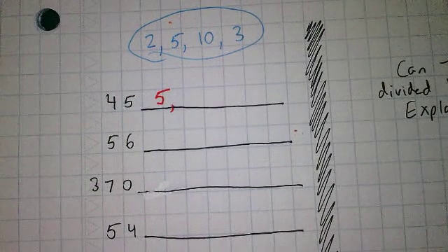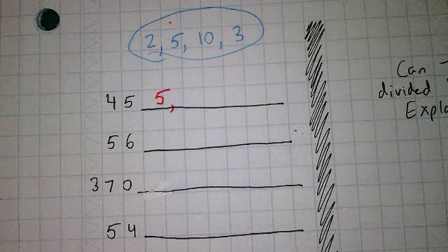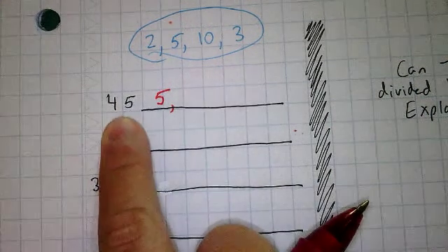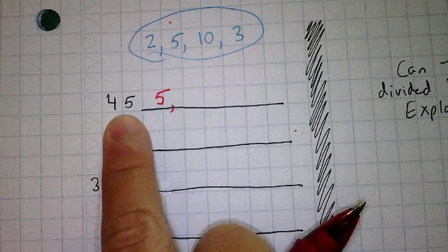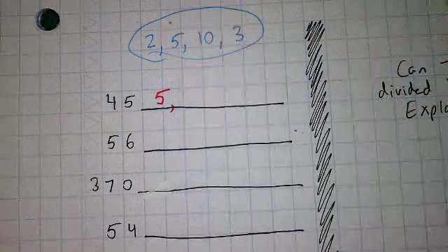Now, my next rule is about the 10. It says a number is divisible by 10 if its ones digit is 0. Is 45's ones digit 0? No, so can it be divided by 10? No. The last one is 3.